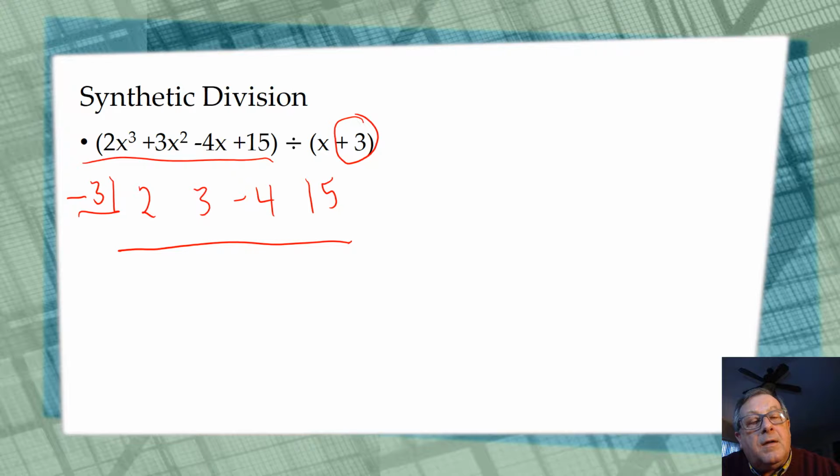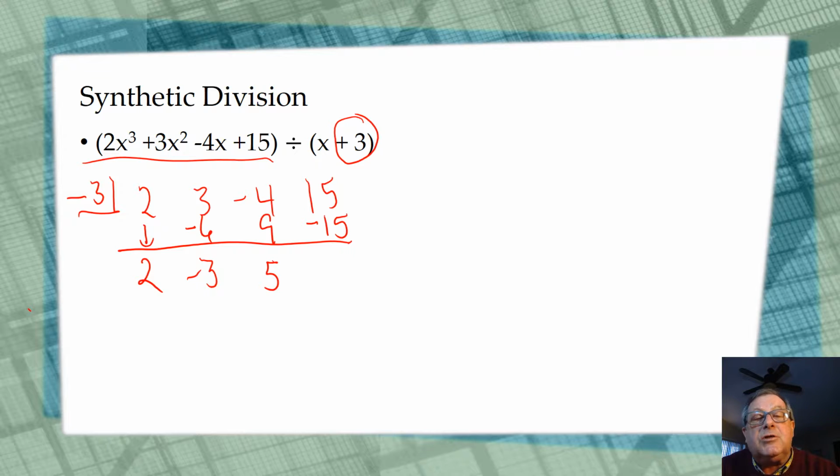I'm going to draw a line. I'm going to bring down the 2. And now I'm just going to multiply and then add. So let's see. Negative 3 times 2 is negative 6. 3 minus 6 is negative 3. Negative 3 times negative 3 is 9. Negative 4 plus 9 is 5. And negative 3 times 5 is negative 15.